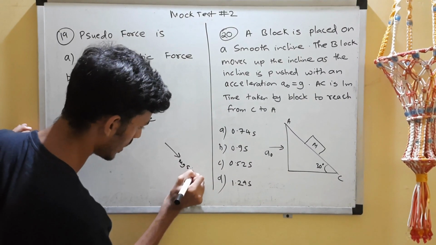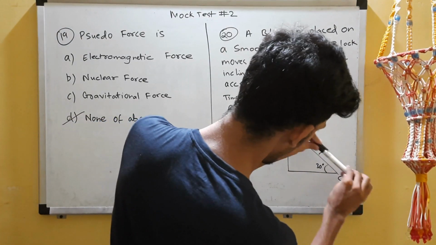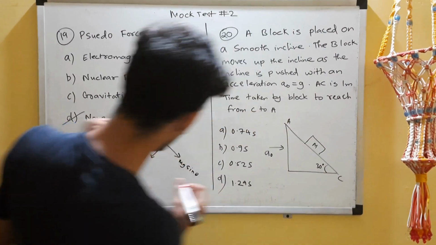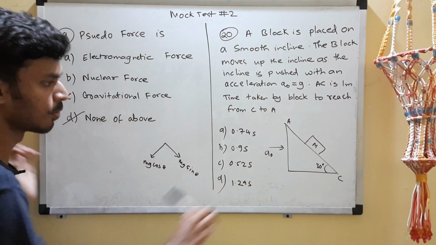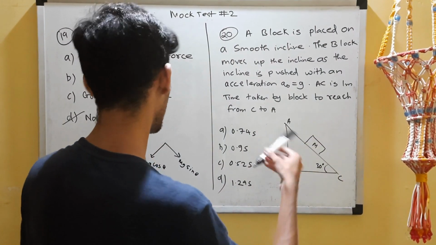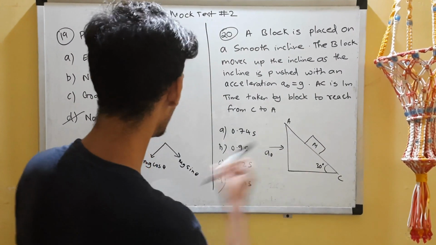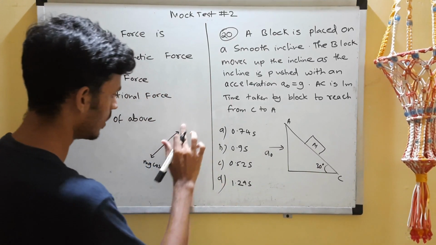Okay, so I'll write it as sine theta only. And here, perpendicular to the incline, this is mg sine theta and mg cos theta. I hope you know how to draw the free body diagram. So along the incline, it's mg sine theta, perpendicular to the incline is mg cos theta. Okay, and here we'll have the normal force N.